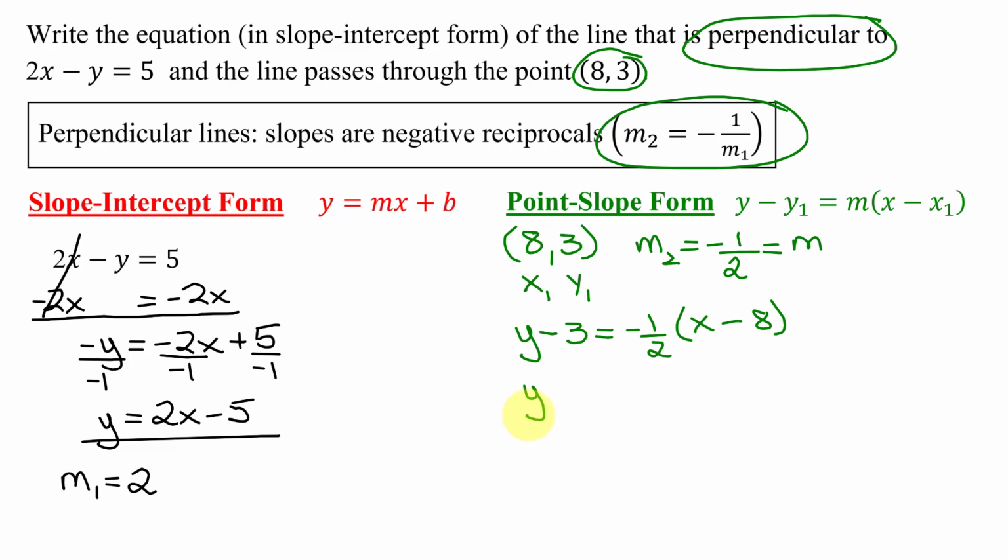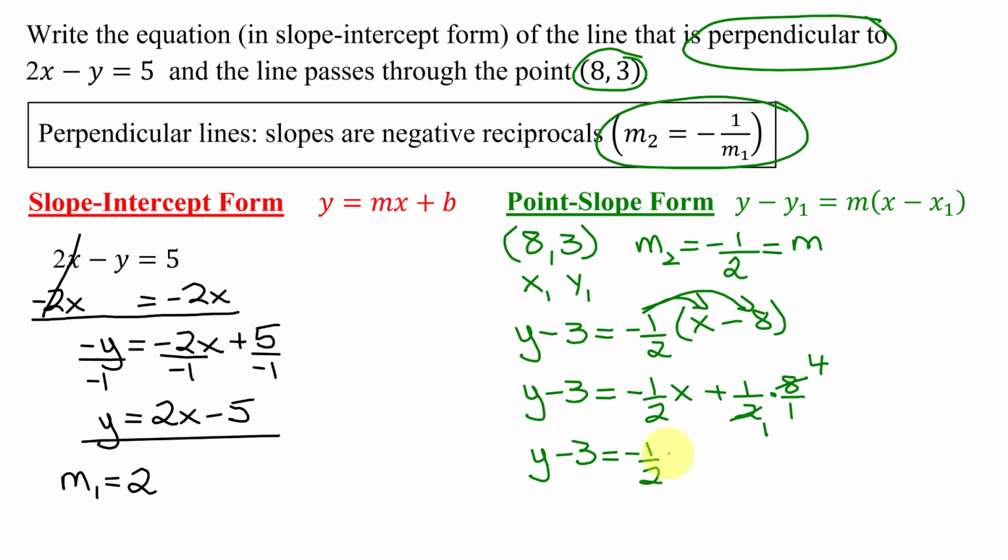So simplifying, I get y minus 3 equals negative 1/2 times x is negative 1/2 x. Then negative 1/2 times negative 8, a negative times a negative is a positive. And then 1/2 times 8, turn 8 into a fraction by dividing it by 1. Then 2 goes into 2 one time, 2 goes into 8 4 times. So I get y minus 3 equals negative 1/2 x plus 4 times 1 is 4, divided by 1 is 4.